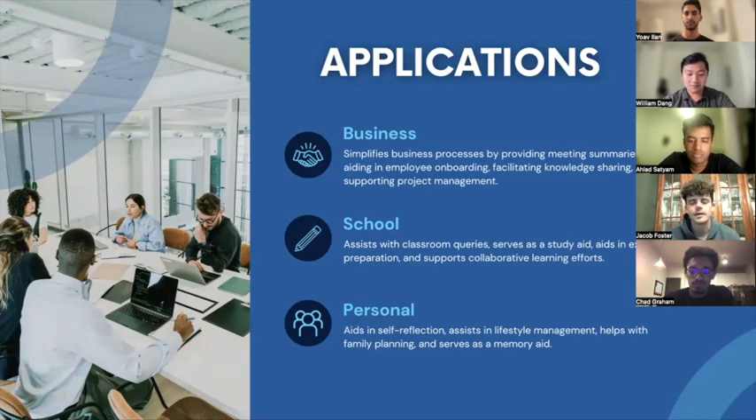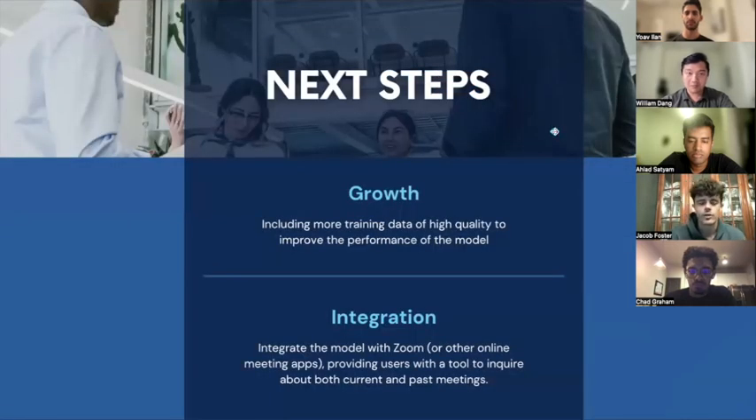And then some of the next steps we could take when training this kind of model or when using these models in the future, we can include higher quality data to improve the performance of the model. Like Yoav mentioned, we got pretty close to the performance of GPT-4, and with a bit more data that is both higher in quality and quantity, we could definitely have a chance of surpassing the ability of GPT-4. And then also we could continue with integration to Zoom or any other online meeting apps.